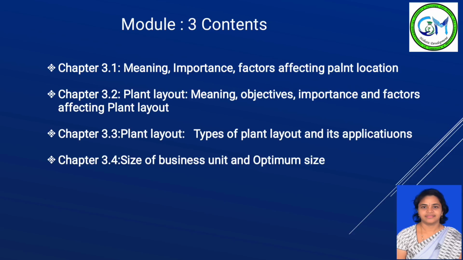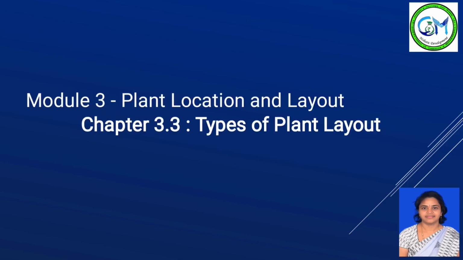The contents of Module 3 we already discussed in the first video. The module is divided into 4 chapters: 3.1, 3.2, 3.3 and 3.4, size of the business unit and optimum size. Here in this video we are going to discuss chapter 3.3, that is plant layout, types of plant layout and its applications.